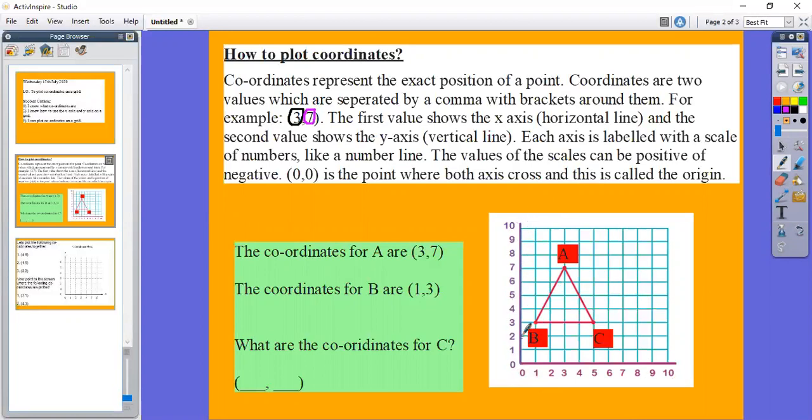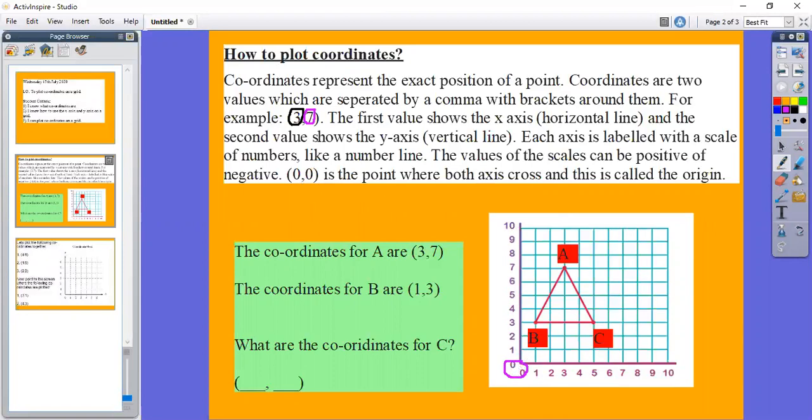Each axis is labelled with a scale of numbers, a bit like a number line. So as we can see here, 0, 1, 2, 3, 4, 5, and along my y-axis, 0, 1, 2, 3, 4, 5. The values of the scale can be either positive or negative. 0, 0 is the point where both axes cross. This is called the origin, and that is the point here, right at the start of my scale.